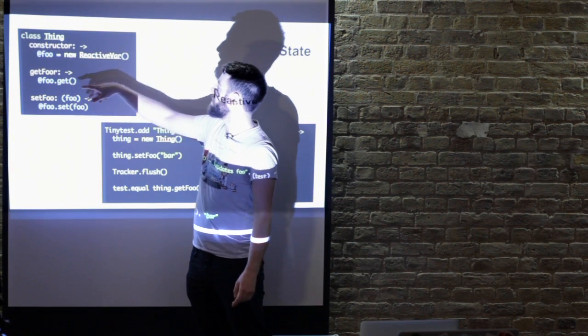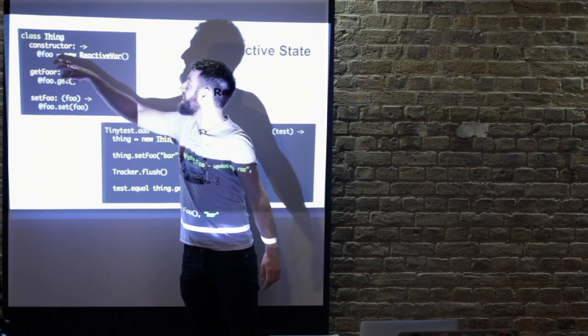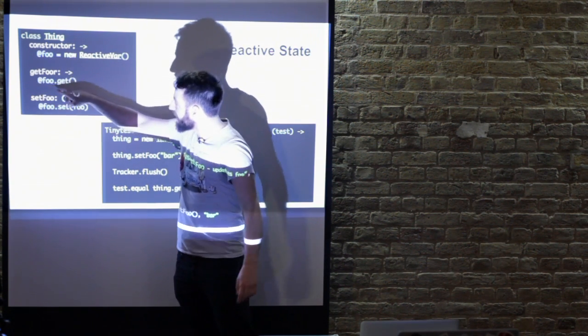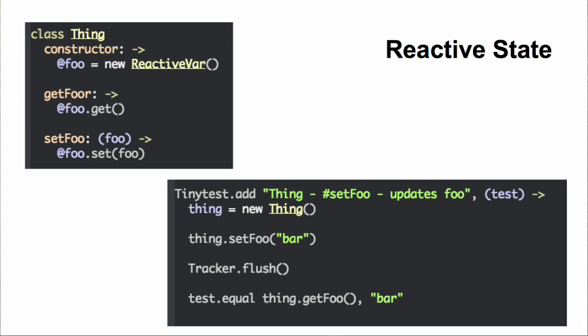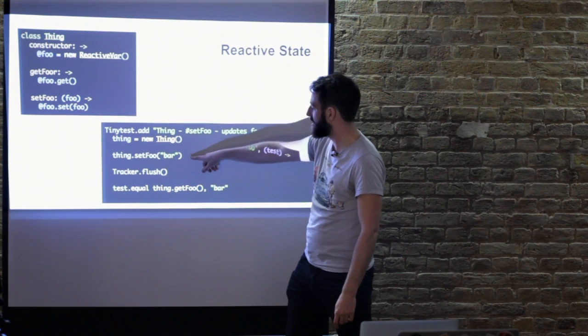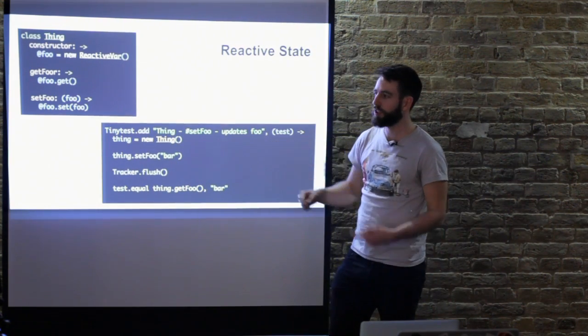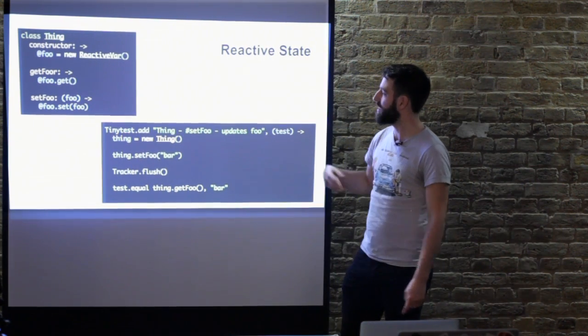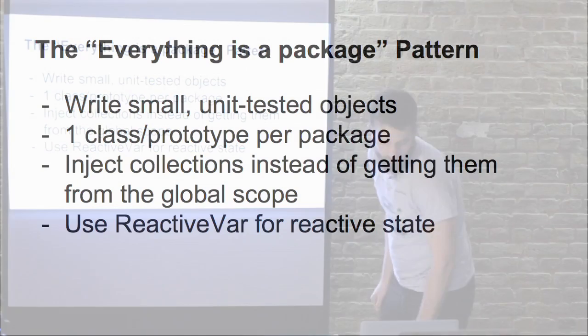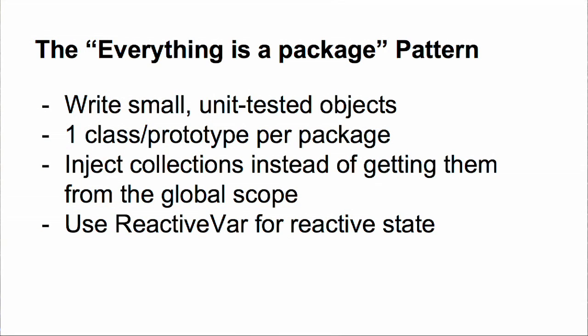It's just a Meteor package. In your constructor, you can instantiate a ReactiveVar, and then get the ReactiveVar, and that's a reactive variable, which means that a template that gets this and displays data from this method will update automatically whenever it's set. So you can make these small objects with reactive variables, and they're really easy to test. You just create one, set something, do Tracker.flush, which will make sure all the reactive computations run, and then just check that the right thing comes out. So ReactiveVar for reactive state.